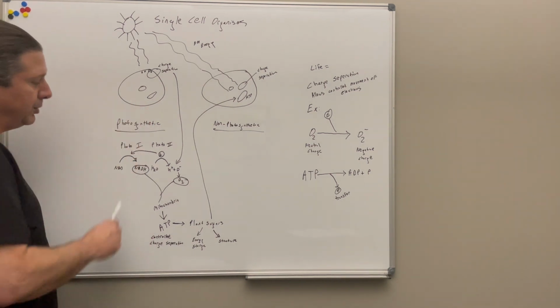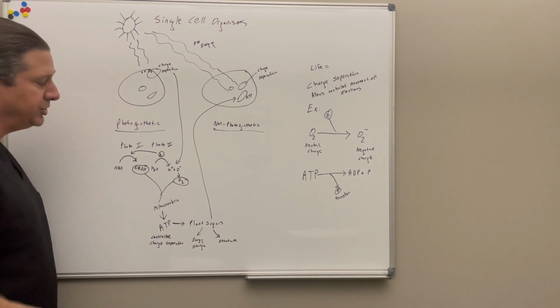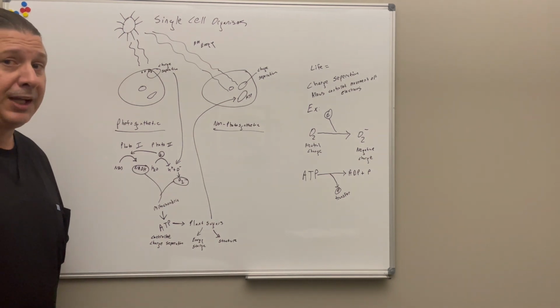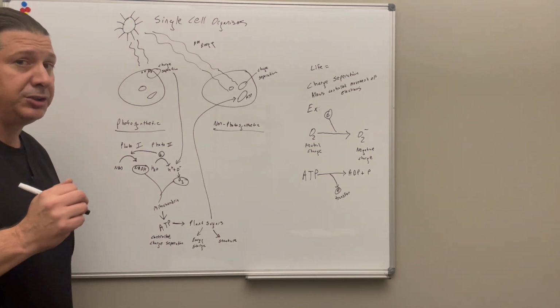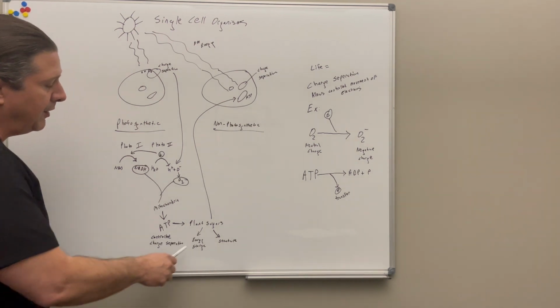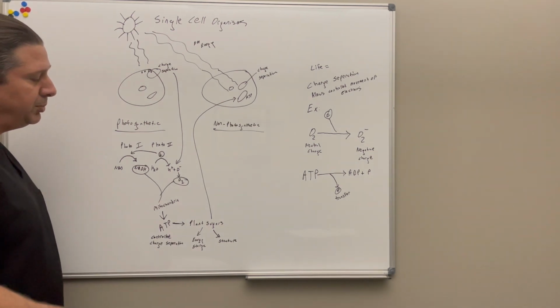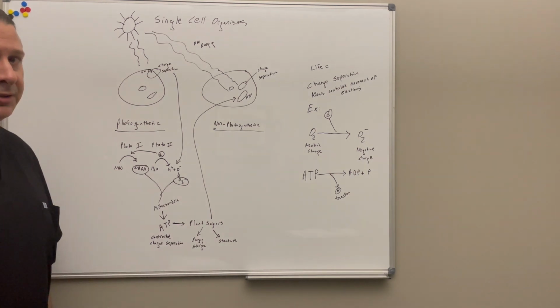ATP in photosynthetic organisms is used to make plant sugars. Carbon dioxide is consumed by the plant, and those carbon structures are arranged to create sugar molecules, different rings. That's used for energy storage in plants, and it's used for structure, cellulose.